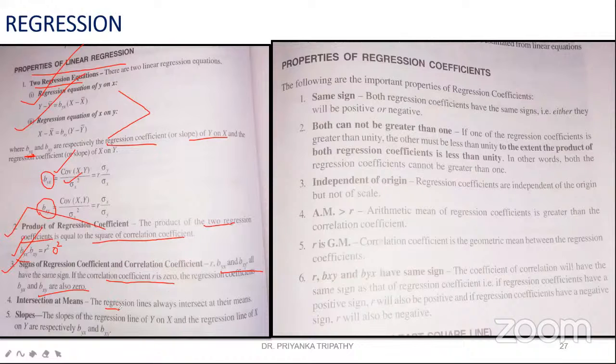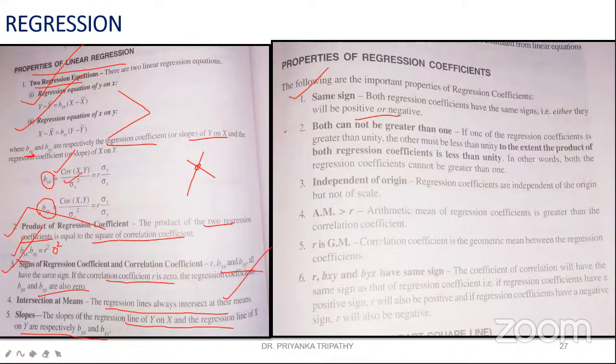Intersection at means: the regression lines always intersect at their means. A very, very important point. Where do they intersect? Always at their means. The slopes of the regression line of y on x and the regression line of x on y are respectively byx and bxy, which we discussed. Some other properties of regression coefficients: both will have the same sign. Either they will be positive or they will be negative.